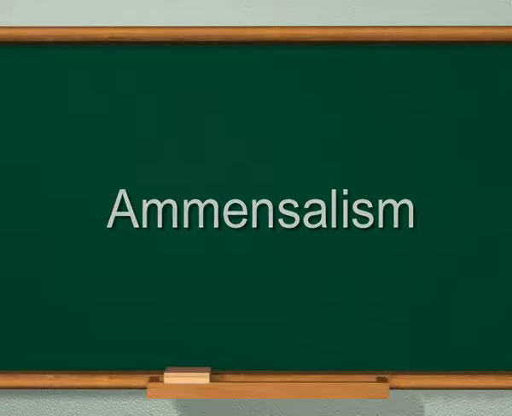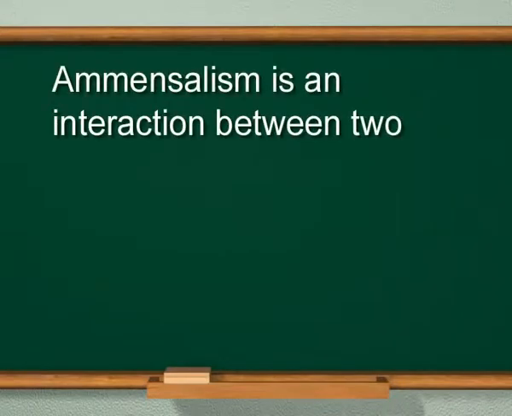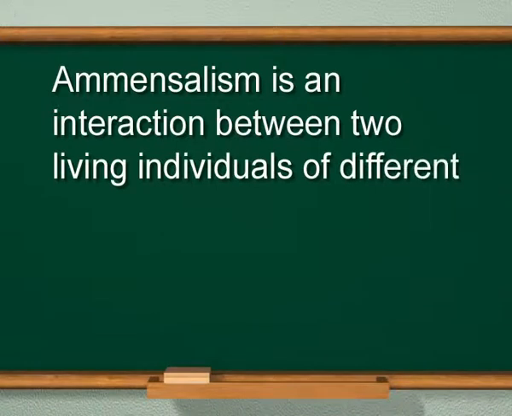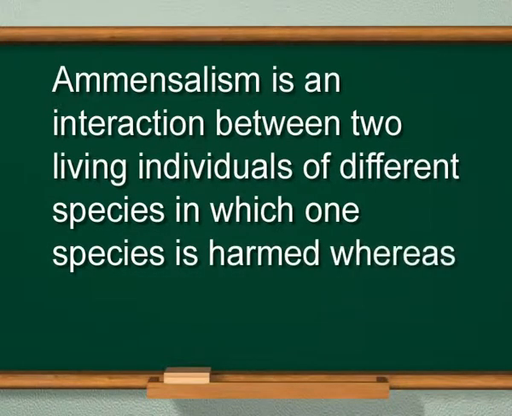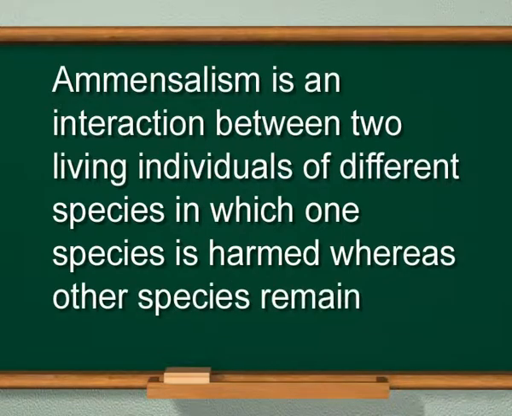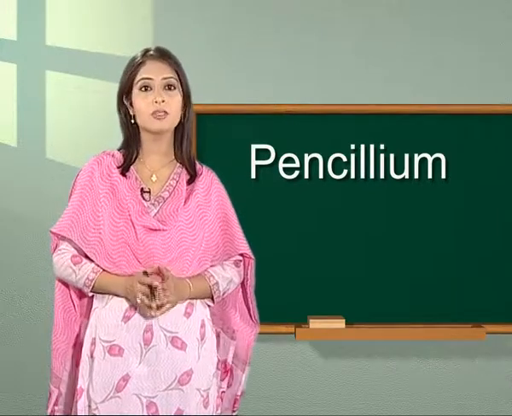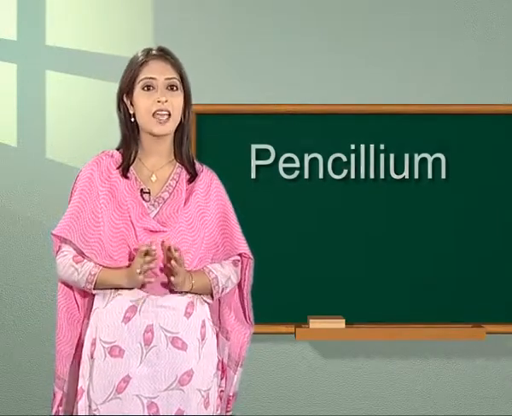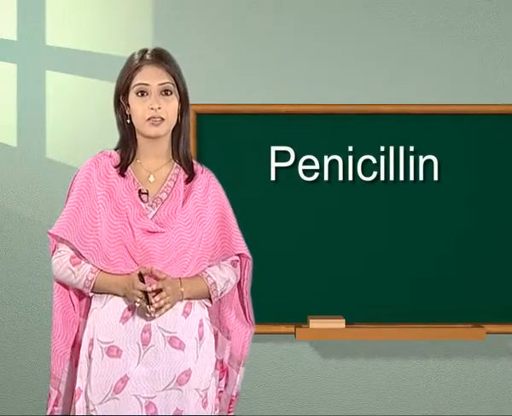Amensalism. Amensalism is an interaction between two living individuals of different species in which one species is harmed whereas the other species remains unaffected. The most important example is that of penicillium and bacteria. The bread mold penicillium secretes an antibiotic, penicillin, that kills bacteria.